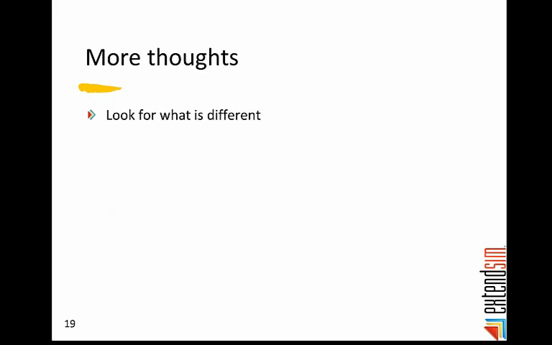If you do see that the model used to work and doesn't work now, look for what's different. A lot of times people will tell us, well, it used to work, I didn't change anything, and now it doesn't work. Well, something changed. So look for what has changed from one iteration of the model to the next.